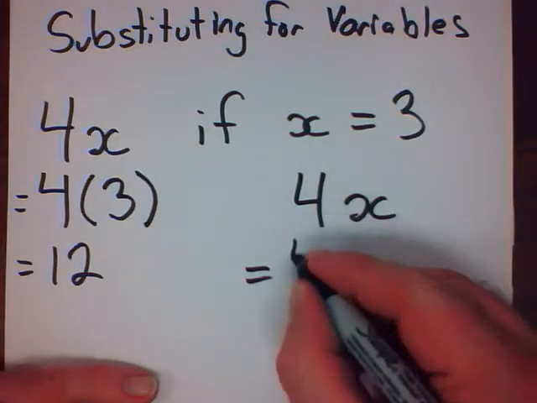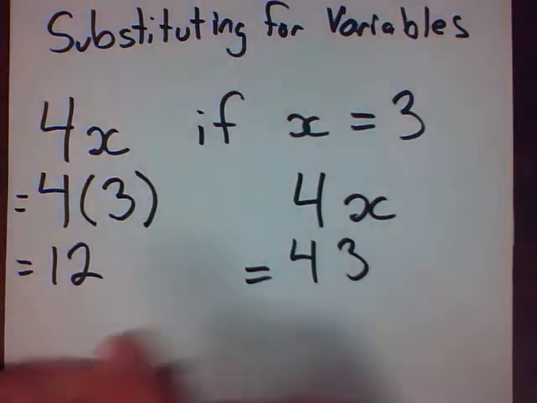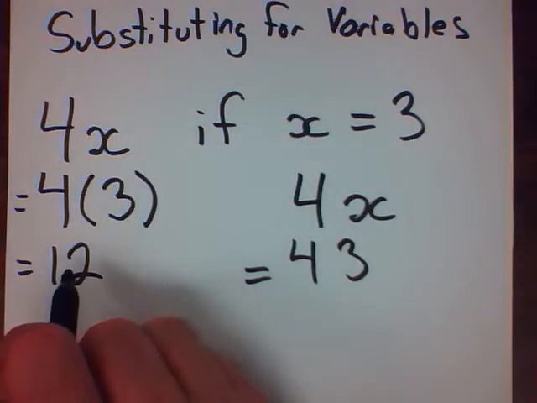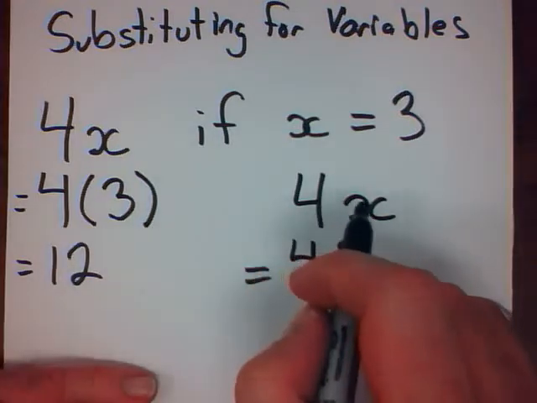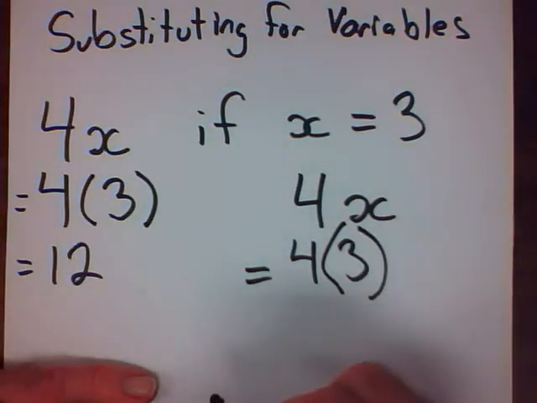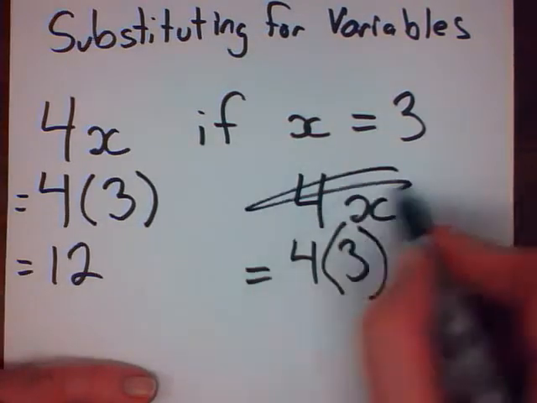X is equal to 3. Well, okay, there we go. I'm done. The answer is 43. Except that it isn't. The answer is 12. You must always, always, always substitute into a set of brackets. And that's going to matter. Don't do it this way.